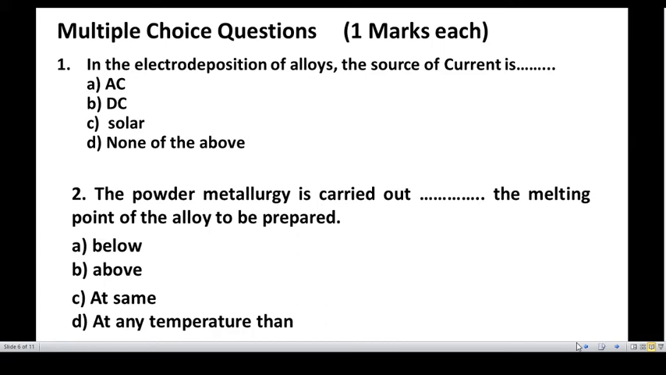And the second question is, the powder metallurgy is carried out dash the melting point of the alloy to be prepared, and the options are below, above, at the same and at any temperature. So the correct answer is below the melting point of the alloy, because at this particular temperature the sintering of the particular alloy occurs.